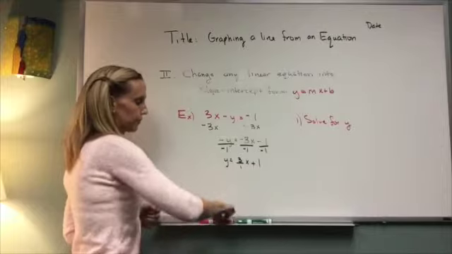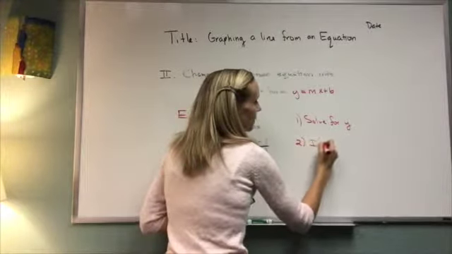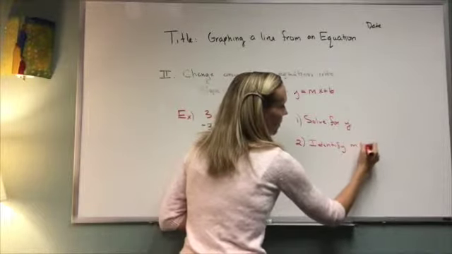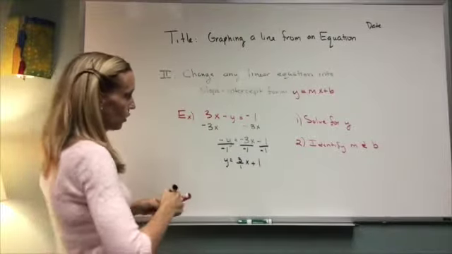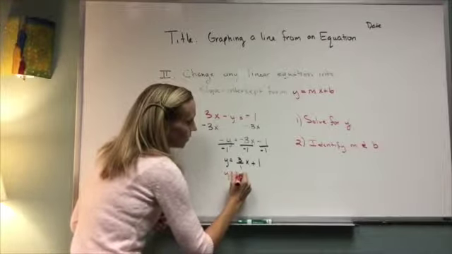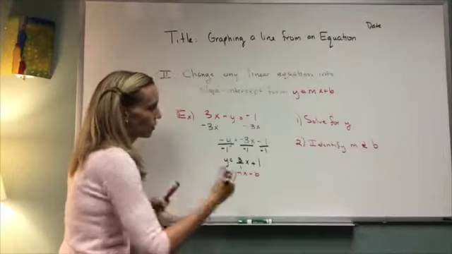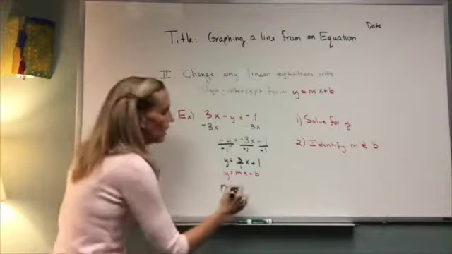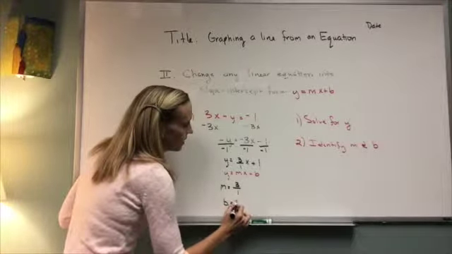We've solved for y. Our second step is we want to identify our slope and our y-intercept. Well, knowing that we have this equation of a line of y equals mx plus b, we know that our slope, and we always want to put slope in fraction form, is 3 over 1, and our y-intercept is positive 1.